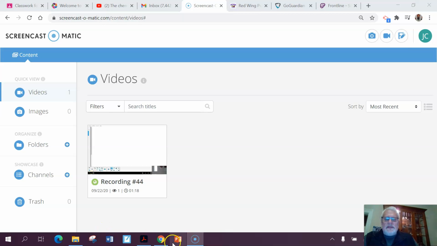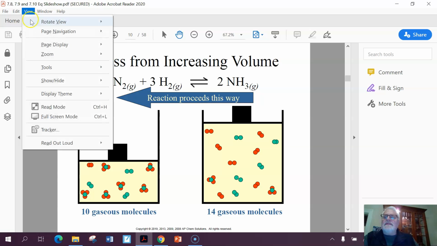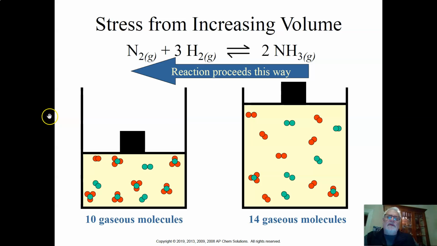Right, so let's continue on with 7.8, where we were looking at Le Chatelier's principle and how we can put an equilibrium system under a stress. Okay?